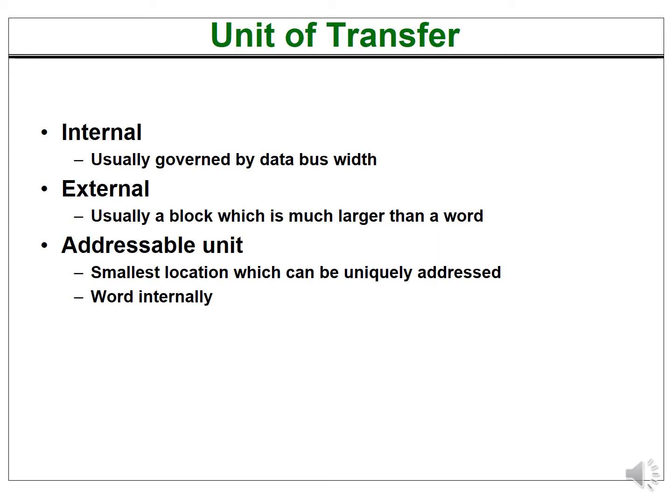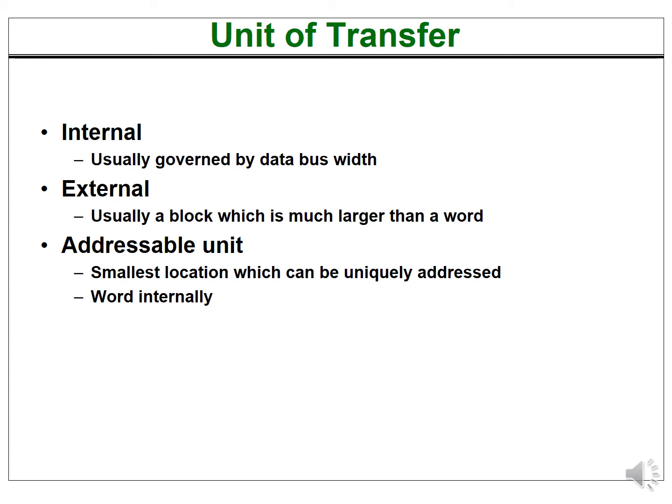Then the unit of transfer. Unit of transfer actually means the rate at which the data is transferred to or from the memory. Now once again, we may have two types of units of transfer. One is the internal unit of transfer, which is usually governed by the width of the data bus, right? If I have an 8-bit data bus, that means I can transfer 8 bits of data at one time.